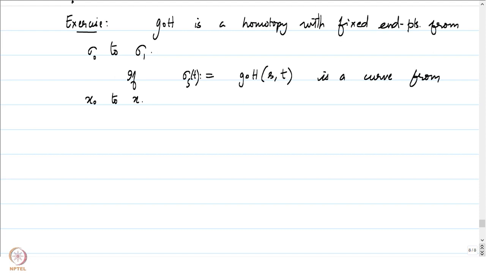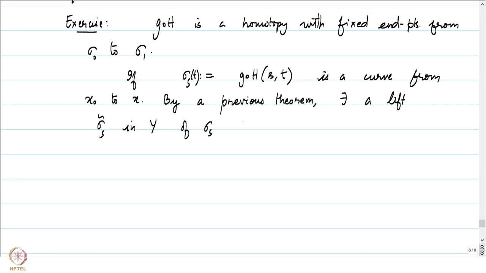And by the curve lifting that we have done, curve lifting theorem by a previous theorem, let me put it that way, each of these sigma s can be lifted. There is a lift, in fact a unique lift, sigma s tilde in capital Y of sigma s with initial point y0. This is something which we can ensure by the previous theorem.